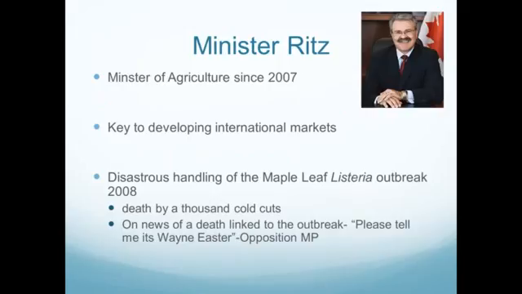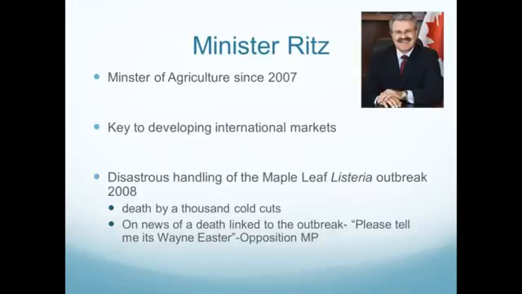So how not to do risk communication is very well shown by Minister Ritz, who's the Canadian Minister of Agriculture, and he's been there since 2007. And the only reason he's really kept his job is because he's developed international markets. But in terms of foodborne illness outbreaks, he is the worst person to have at the front of a ship. A year after he took up office, there was the Maple Leaf outbreak. In this outbreak, there were something like, I think, 40 deaths, thousands of people affected.